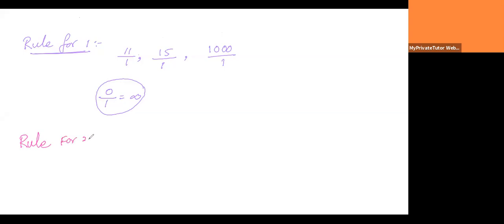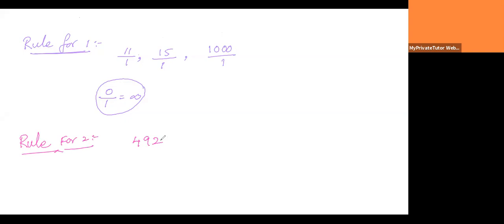What is the divisibility rule for 2? Which means if we have a number, the question is whether this number is divisible by 2 or not. So how do we know?